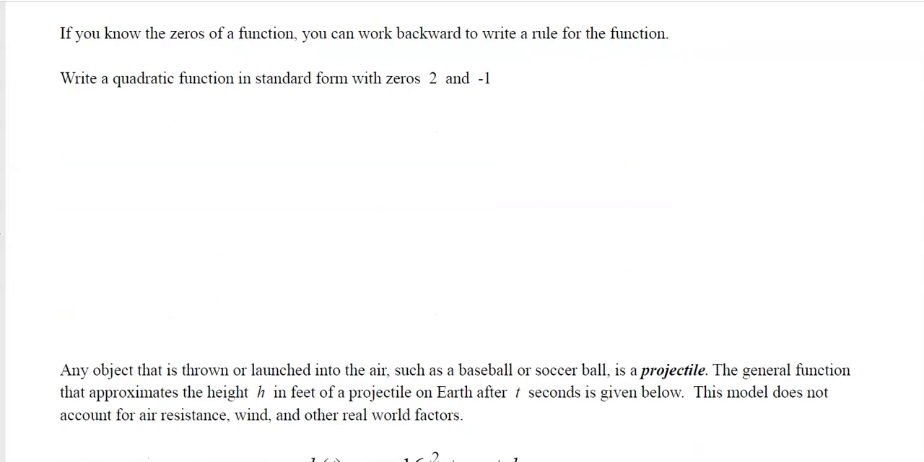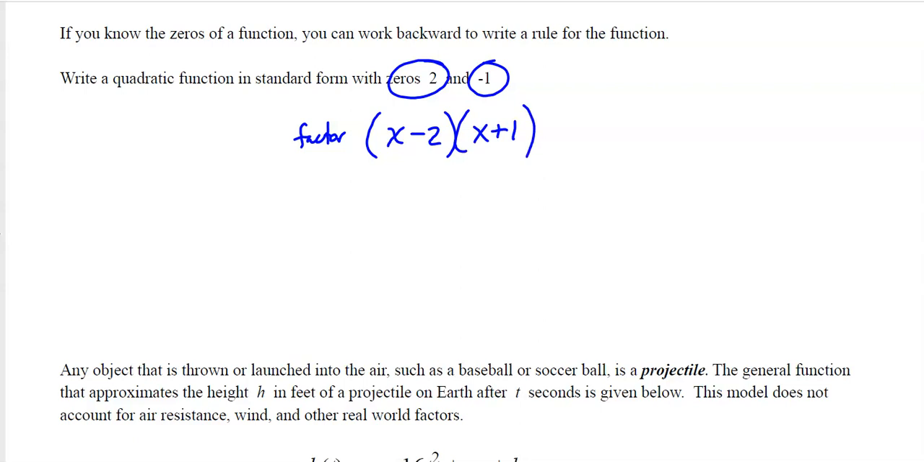If you know the zeros of a function, you can work backwards to write the rule. So think about how we just solved the problems. If we have a 0 of 2 and a 0 of negative 1, that means a 0 of 2 meant this must have been a factor. X minus 2 had to have been a factor. And x plus 1 had to have been a factor. Because when we set them equal to 0, it's the opposite of what you would think.